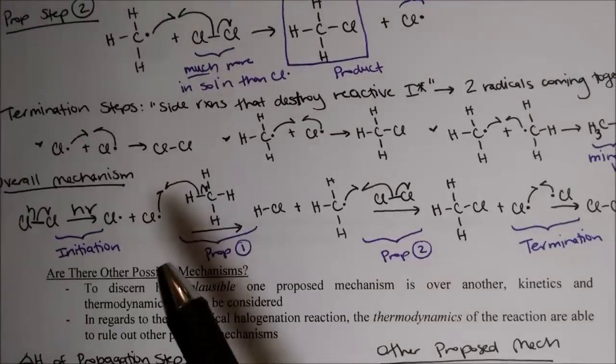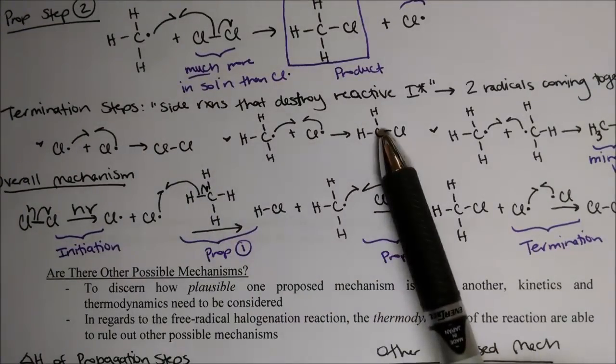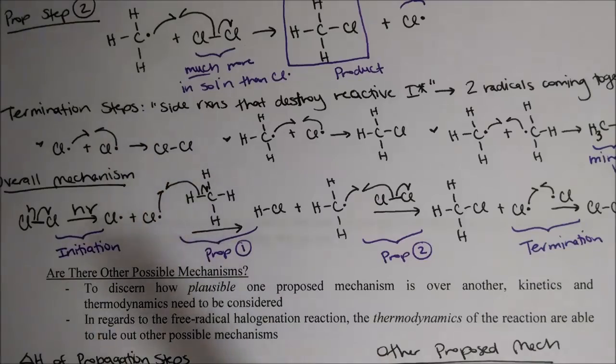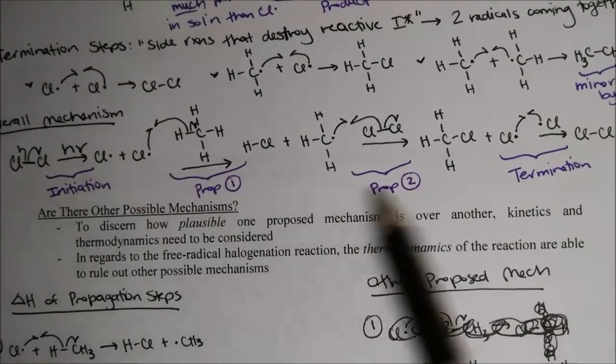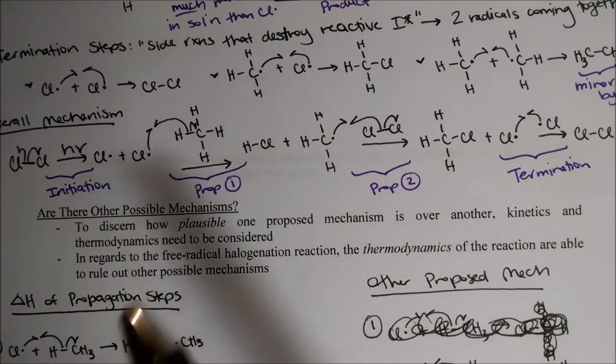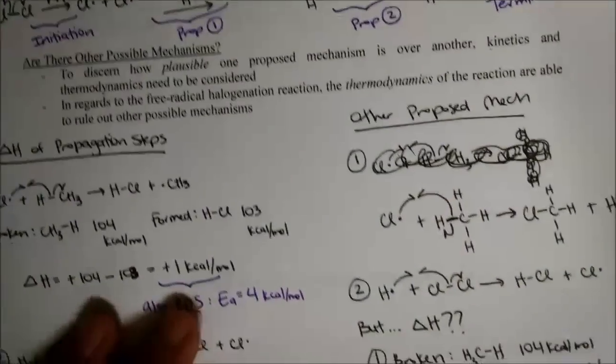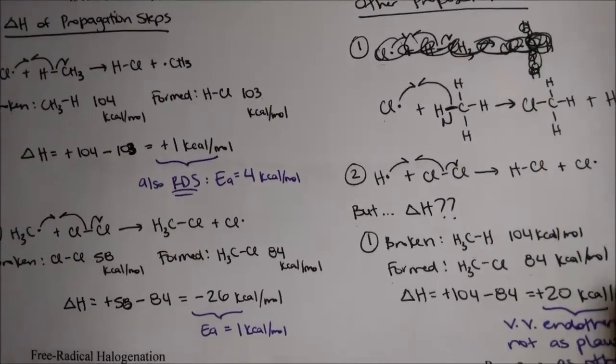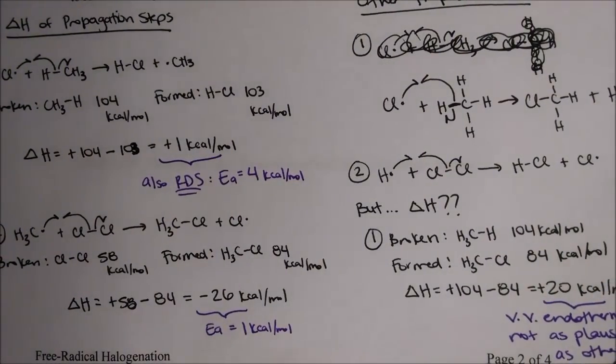And then we had to show our termination steps. Again, we don't want these really, but if I ask for them, you have to draw them. We showed how this can be a continuous mechanism, just as long as you label your steps, no big deal. And finally, we talked about other proposed mechanisms and how we discern between different mechanisms.